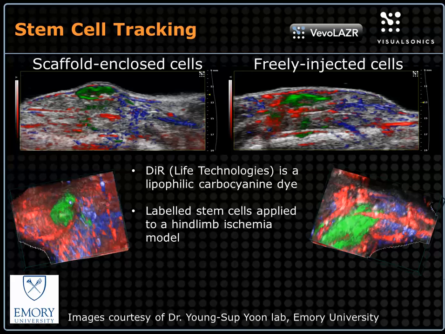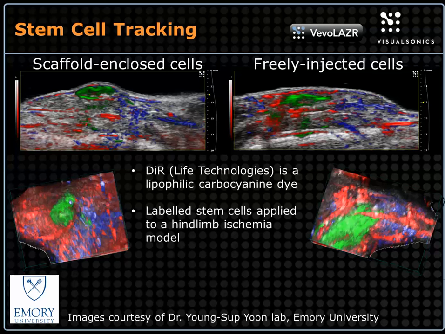The next application I want to talk about is a little different. It's stem cell tracking. Now, this is work that was done at Emory University. These images are courtesy of Dr. Young-Sup Yoon's lab there. They have a hind limb ischemia model, which I talked about earlier, where they ligate the femoral artery, and then they want to see angiogenesis, and they want to use stem cells to enhance that angiogenesis and help recovery of that limb.